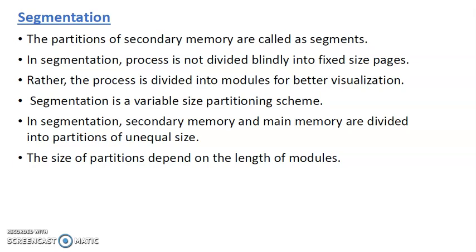Then the next method of non-contiguous allocation is segmentation. Now, segmentation is similar to paging. But what is the difference between paging and segmentation? The pages are physical in nature, hence are of a fixed size. But the segments are the logical division of a program, so they have variable size.